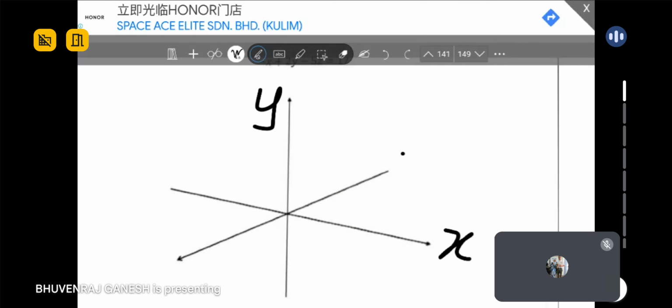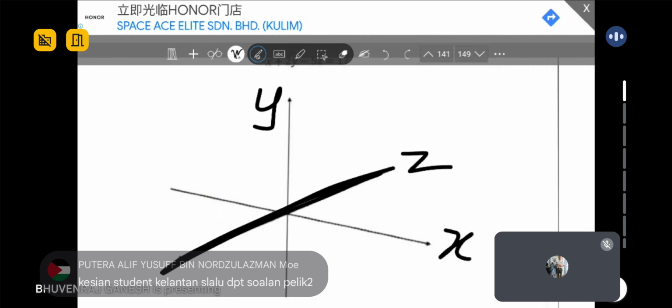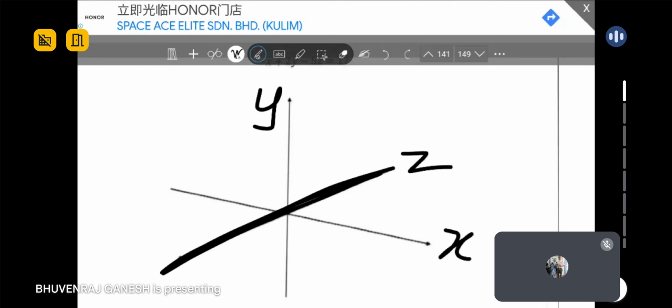Okay, for those that don't know, the Z-axis is showing you in and out, inside the page or outside the page. So guys, how to get this knowledge? Anyone here take physics? Come on. I'm going to show how physics is related to AdMaths now.